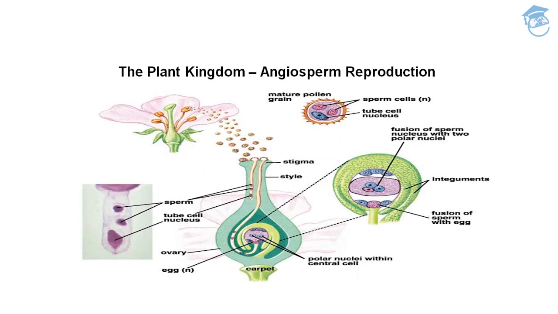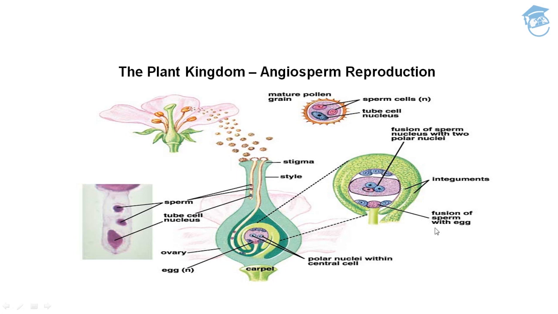Okay, see, this is the mature pollen grain, which has exine, which is the outer layer. Then this is the intine, and this is the tube cell nucleus. Then fusion of a sperm nucleus with 2 polar nuclei takes place. See, this is the sperm, this pink one is sperm, and these 2 are the polar nuclei of female reproductive organ, and these are the integuments, outer integument, this is inner integument, and this is nucellus.